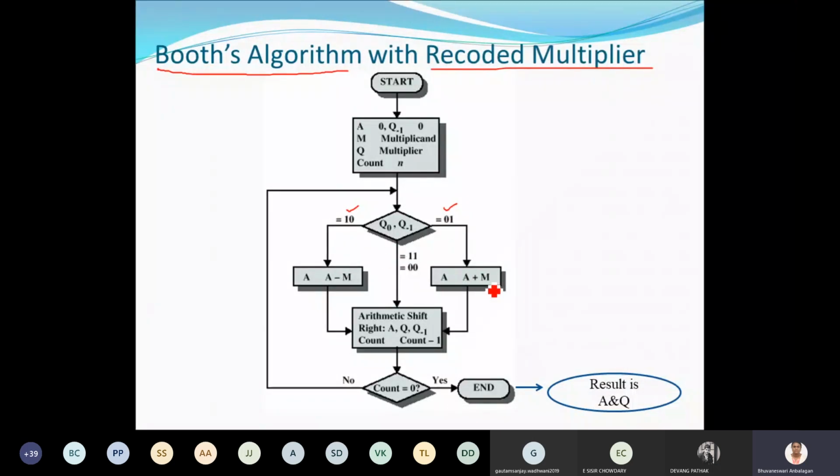If it is 0, 1, you're going to add A plus M and store it in A. And if it is 1, 0, you're going to subtract M from A and store it in A. If it is 1, 1 or 0, 0, you're not going to perform these things. You're going to simply do only the arithmetic right shift, and then decrement the count value. You end when the count value becomes 0. Until then, this loop will be working.